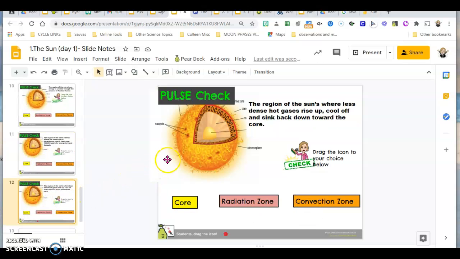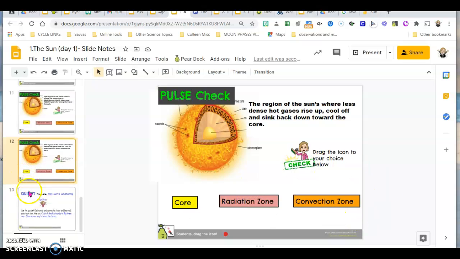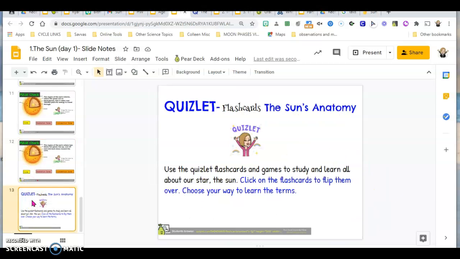And the last question on the pulse check, the region of the sun where less dense hot gases rise up, cool off, and sink back down towards the core. Is it the core, the radiation zone, or the convection zone? And when you reach the end of your Pear Deck student paced activity, you'll find that there is a website, Quizlet, for you to review the sun's anatomy flashcards.